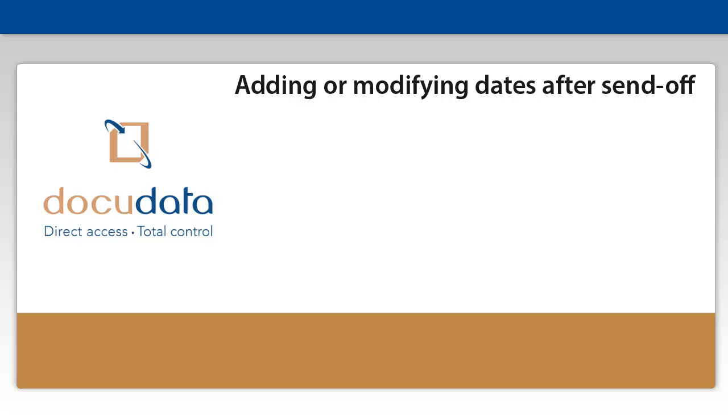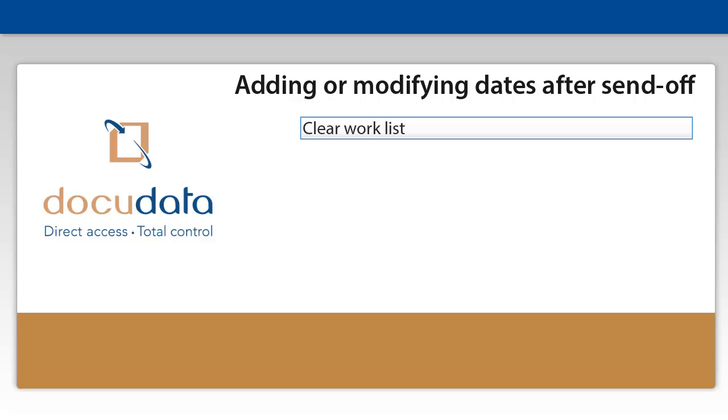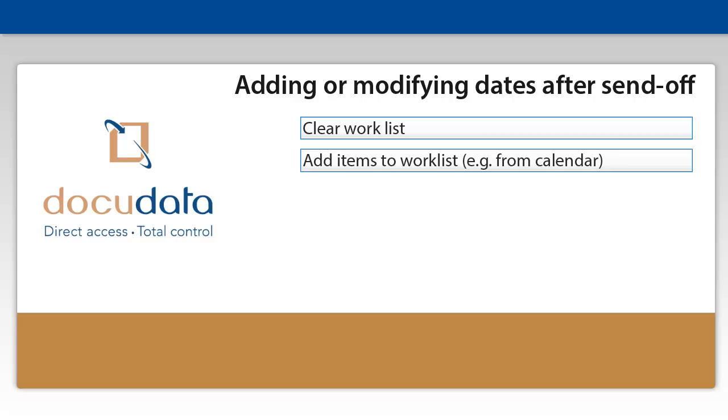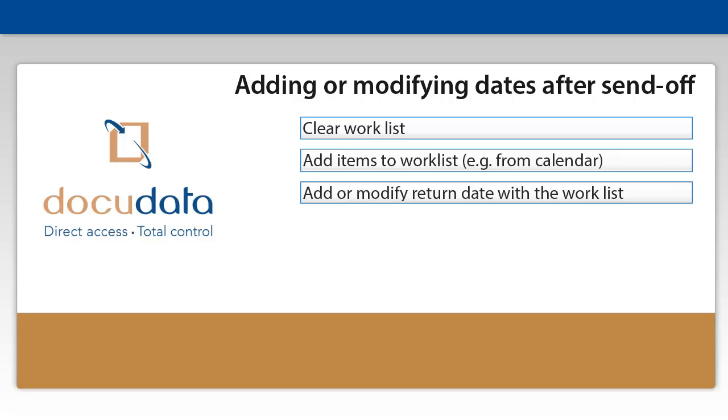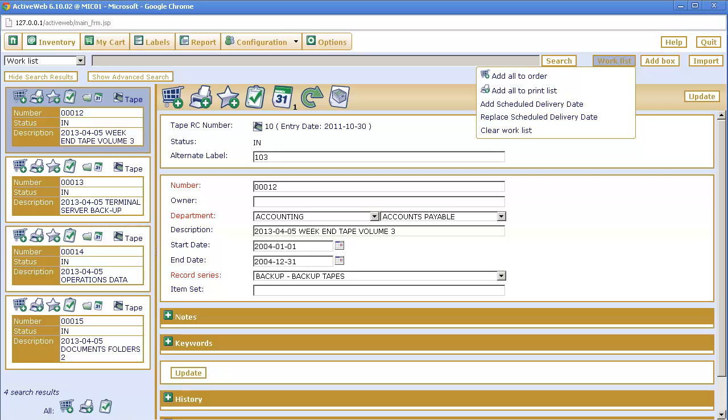If you wish to add or modify next delivery dates for items after the send-off has been prepared, you may do so as follows. Clear your work list, add items to it, typically using the delivery calendar, and add or modify dates for the items on the work list. In a procedure that is probably starting to become familiar now, set the search to work list, click the work list button, and select Clear Work List.